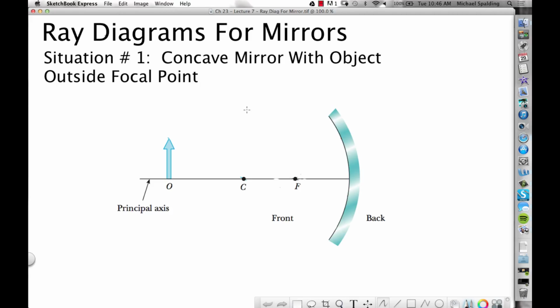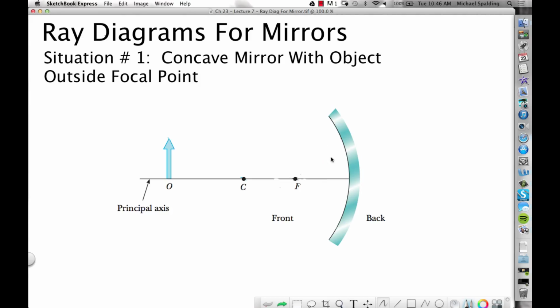Okay, so this is the one we just did. So guys, here's the situation. There's 3 possible ray diagrams for mirrors. There's only 3. There's 2 for concave and 1 for convex. So the first situation is concave mirror with object outside the focal point, as opposed to object inside the focal point. In here would be object inside the focal point.